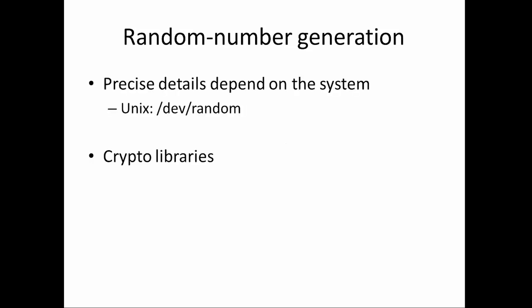Now, the precise details of how this is implemented depend on the system on which you're running. In Unix, which is the example I'm going to be using for my implementation, a program can access random bits by reading from the file dev_random. And we'll see this in the example that I give in just a moment. Very often, crypto libraries that you might be using also provide you with a mechanism for obtaining sequences of uniform bits.